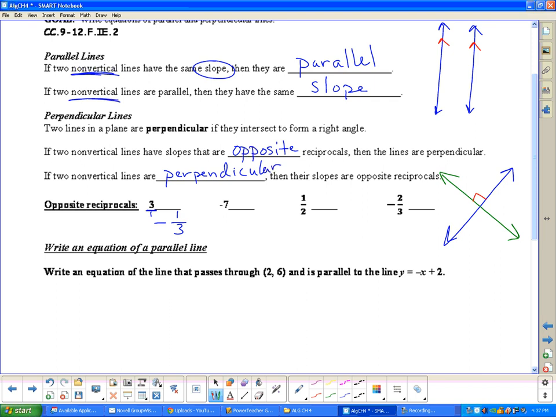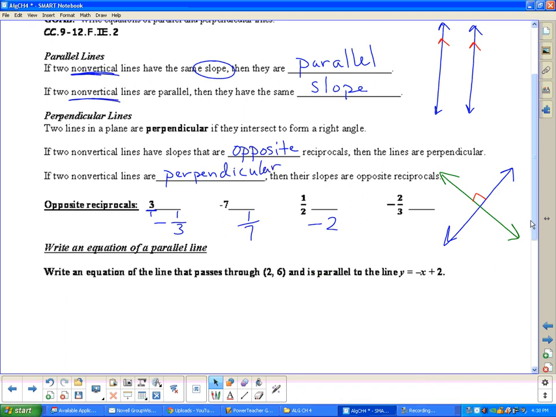So this negative 7 would become positive 1 over 7. This 1 over 2 would become a negative 2 over 1. I don't even have to write the over 1 part because 2 is the same thing as that. And then this negative 2 over 3 becomes positive 3 over 2.